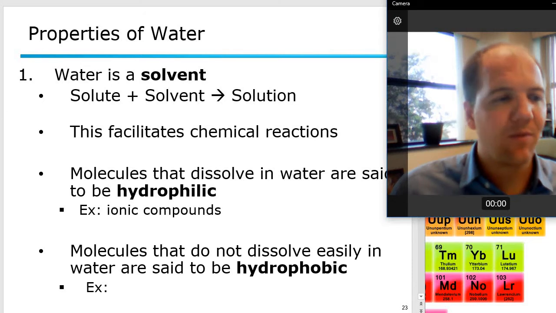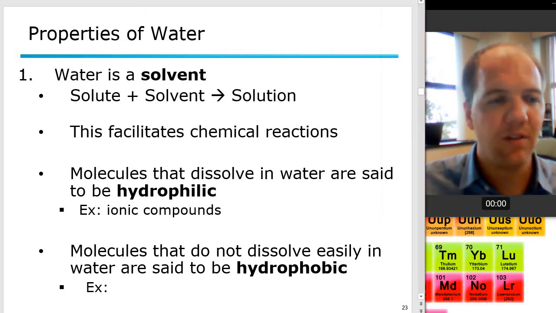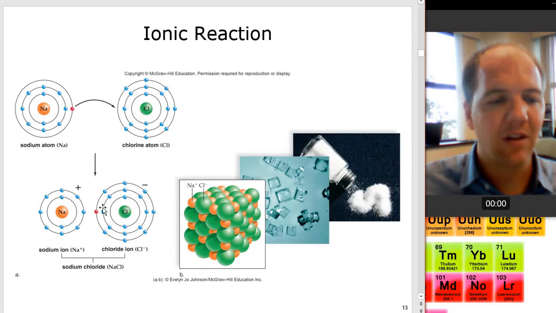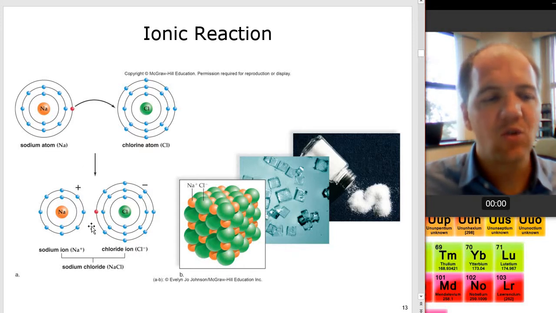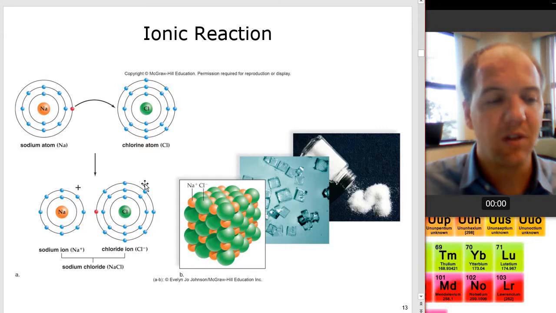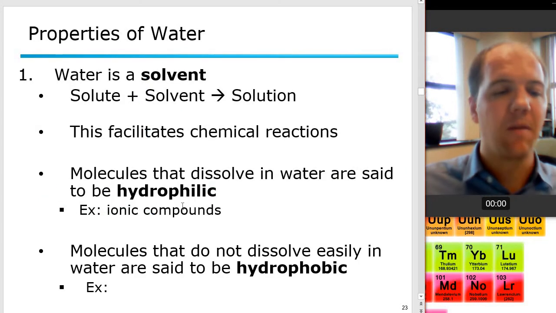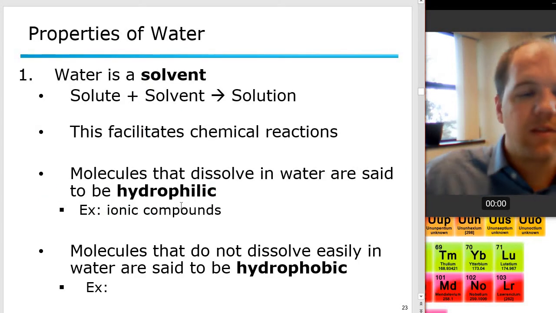So before we looked at salt. Salt is an ionic bond between chlorine and sodium, positive and negative charge. So if you take this salt and you put it into water, it's going to dissociate, and the positive sodium is going to be attracted to the slight negative charge of the oxygen atoms. The negative chlorine is going to be attracted to the slight positive charge of the hydrogen atoms. It's going to dissolve in water. It's hydrophilic. Anything else that has a charge will do the same thing.